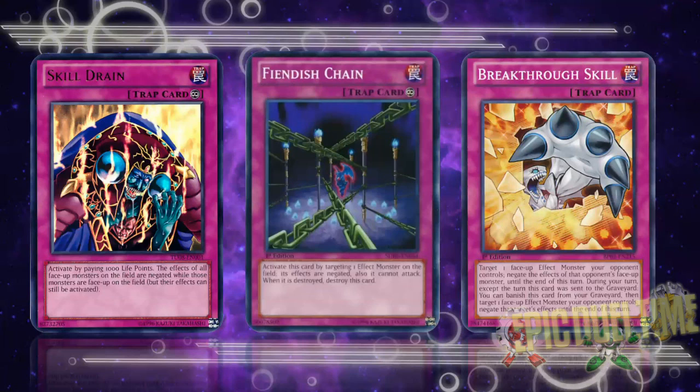Fiendish Chain doesn't say, target one effect monster on the field, it cannot activate its effect. It just says its effects are negated. They know the difference between those texts. They want them to mean different things. Fiendish Chain doesn't prevent me from activating the effects, or else it would say something like Soul Drain does. But I can still activate under it. It doesn't negate my activations. It doesn't prevent my activations. It just negates my effects.